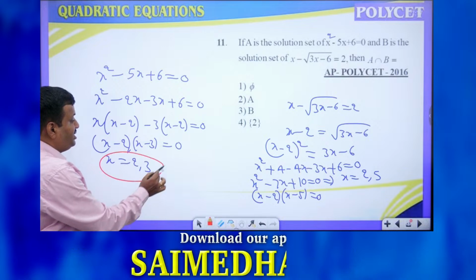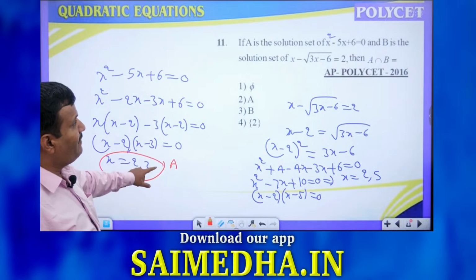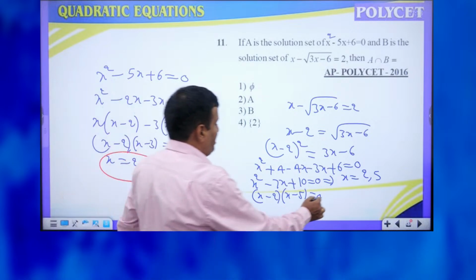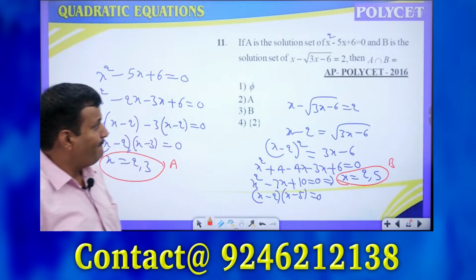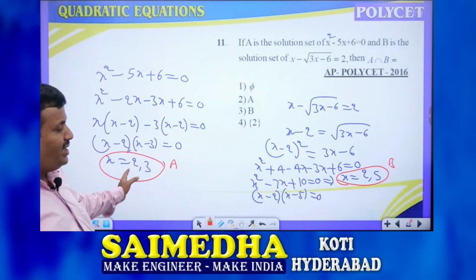This is A set. And this is the B set: 2 and 5, B set. A set, B set. What are the roots here? Any common roots are there?